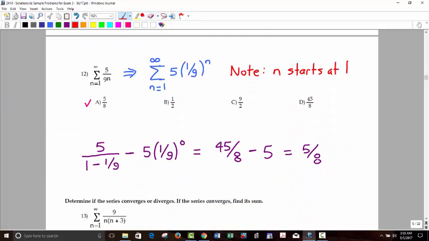Number 12. All right, very important here. As I wrote, n starts at 1 here. Very important. Now I've seen different ways to sort of do this. This is one way I do it. I've seen people put the value 1 in there, and I'll show you here. I'll explain that to you in a minute.